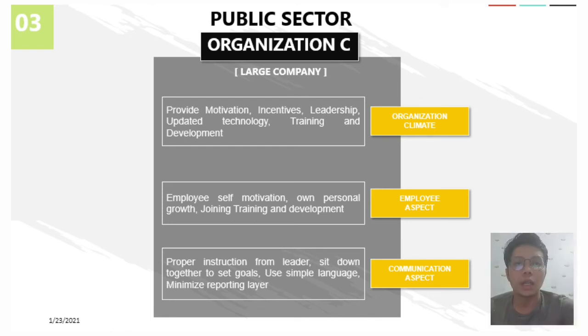Okay, I think that is all for organization C. I will pass the floor to Farhana for the conclusion and also recommendation.